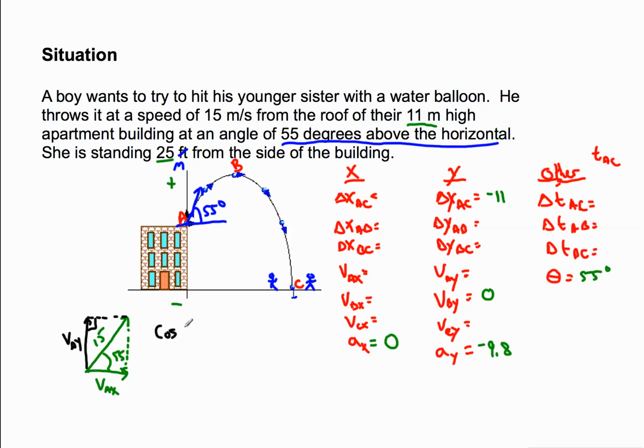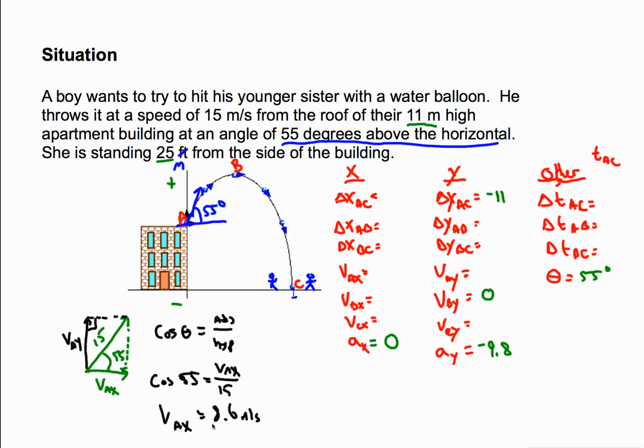Cosine of the angle is equal to the adjacent side over the hypotenuse. Putting it in our terms, cosine 55 is equal to VAX over 15. And I'd like you to solve for that and then try to use your good trigonometry to find VAY.